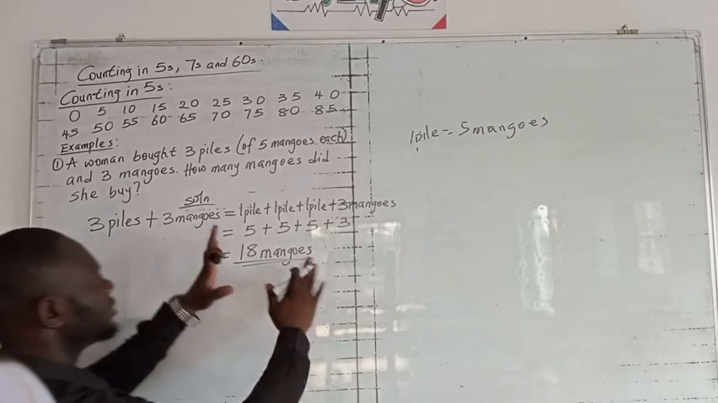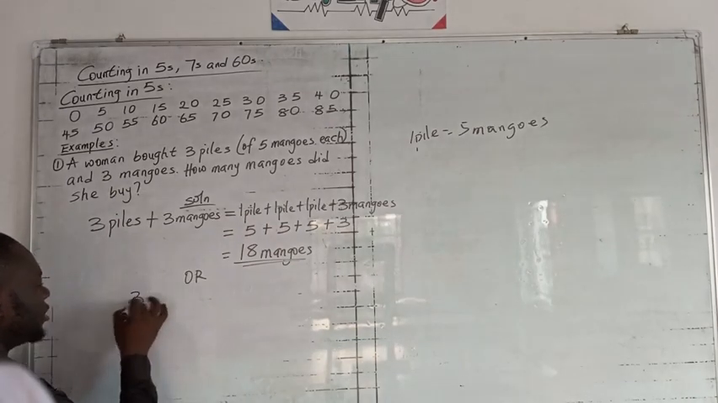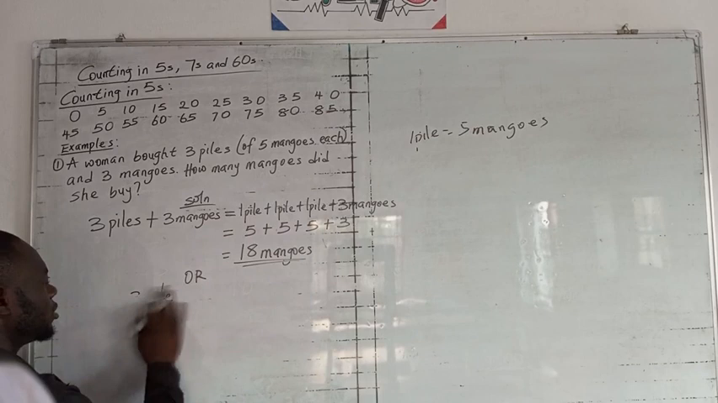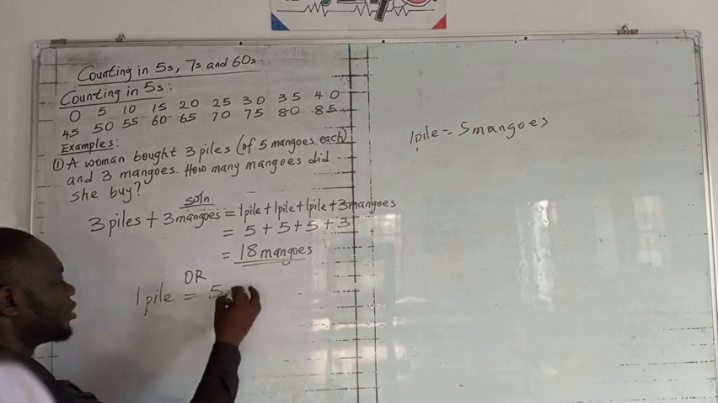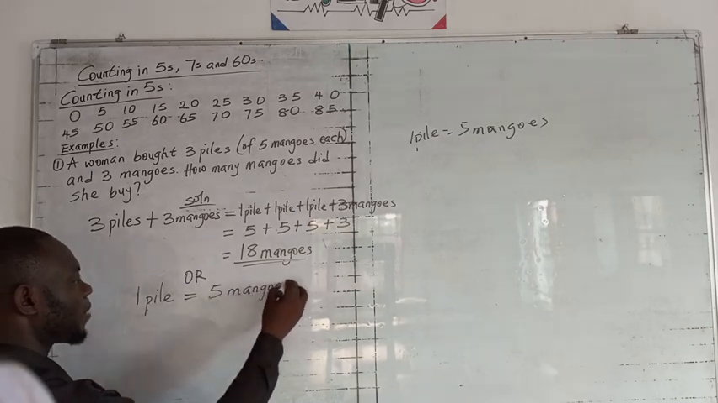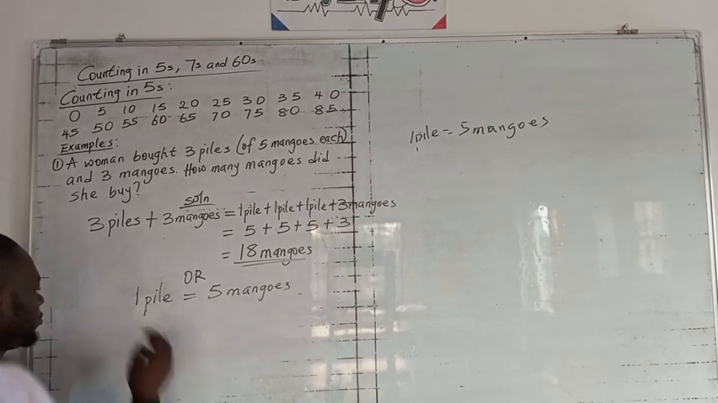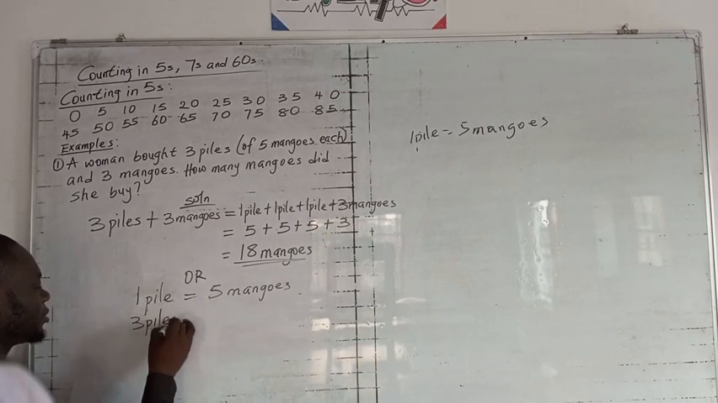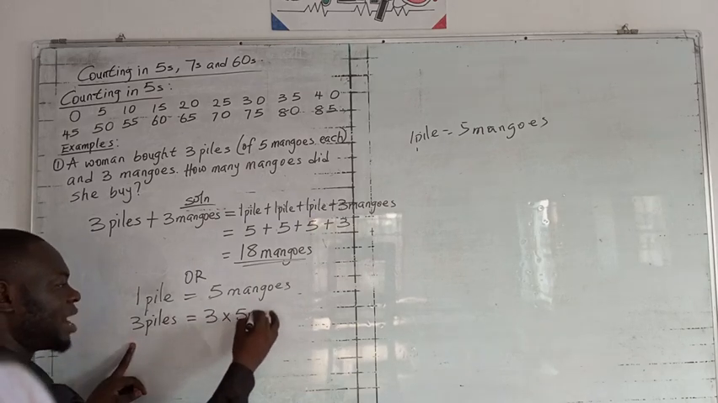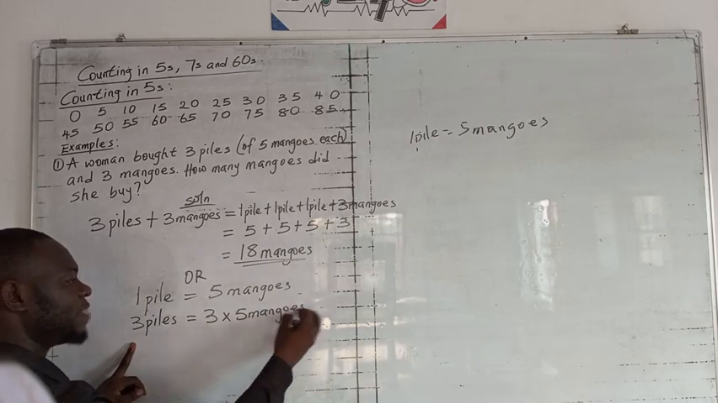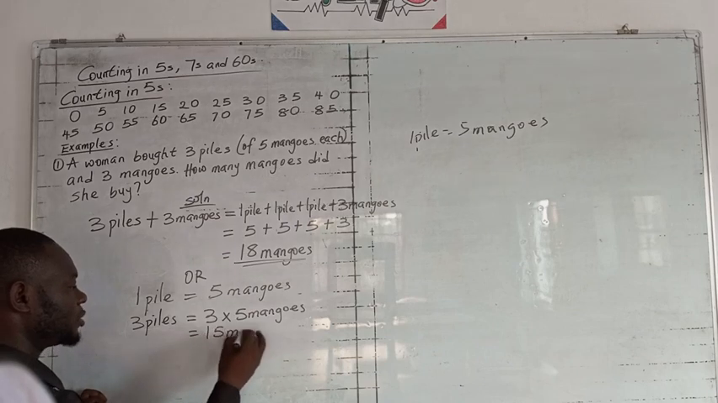Now, we can separate this in parts, or we ask ourselves, if 1 pile is equal to 5 mangoes, 3 piles will be what? 3 times 5 mangoes, because there are 5 mangoes in 1 pile. And 3 times 5 is what? 15 mangoes.